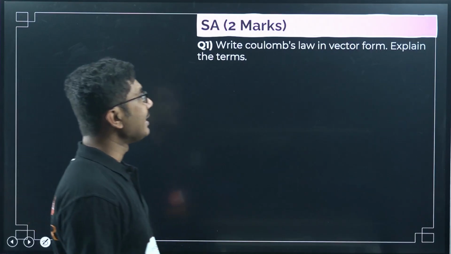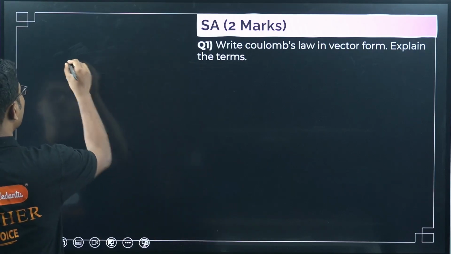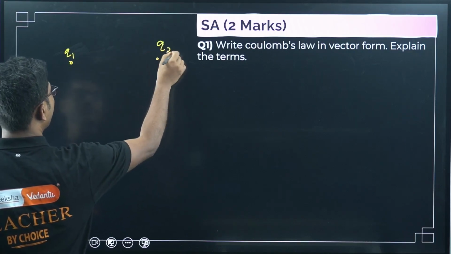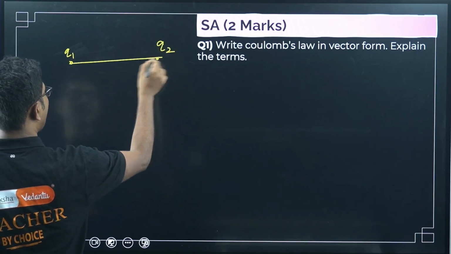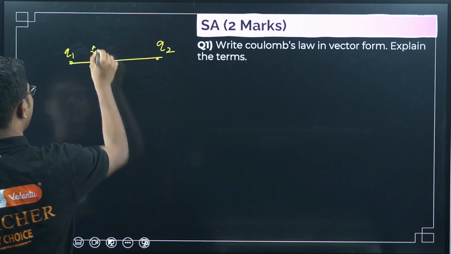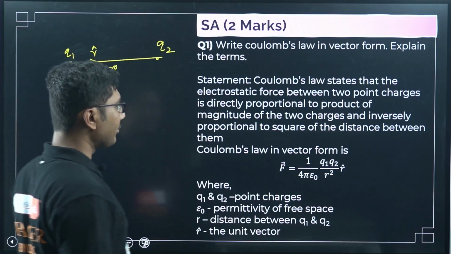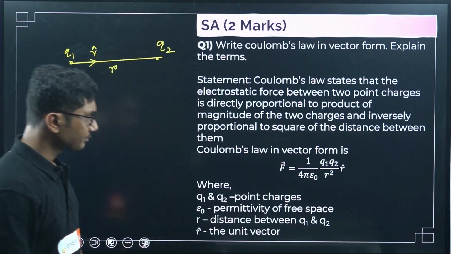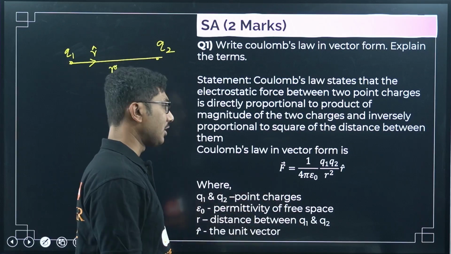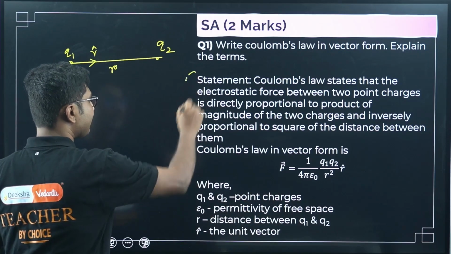Write Coulomb's law in vector form, explain the terms. So first of all, you have to show 2 charges, Q1, Q2, separated by a distance r. Then you have to take a unit vector r cap, or you can draw the diagram that is given in your book. Here the force is given by F equals 1 by 4 pi epsilon naught Q1 Q2 by r square r cap.